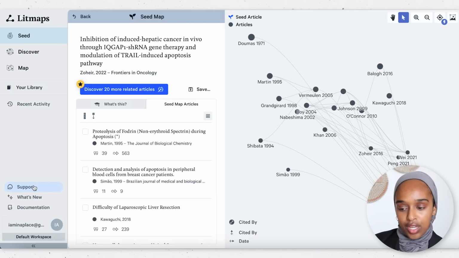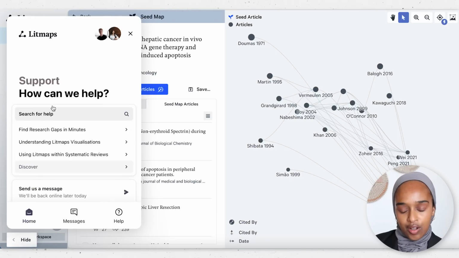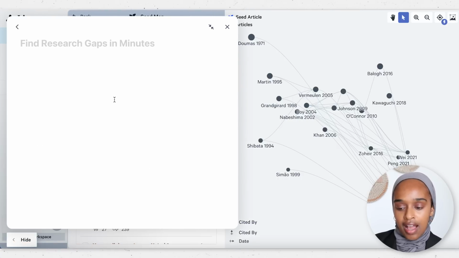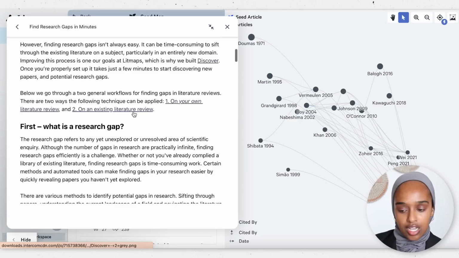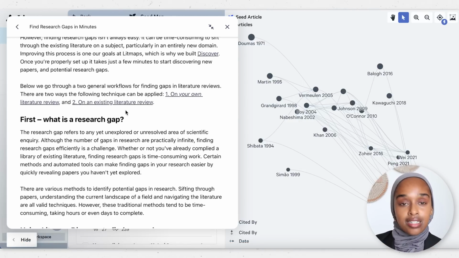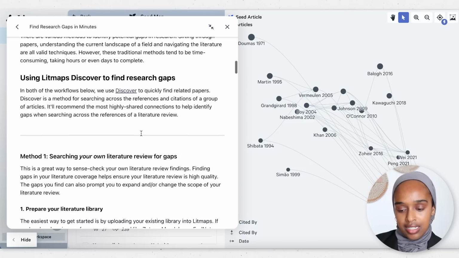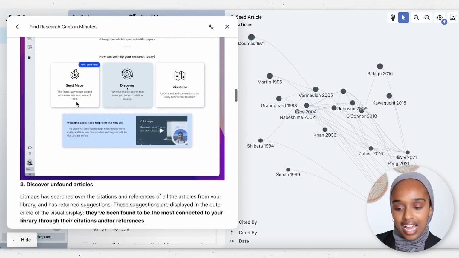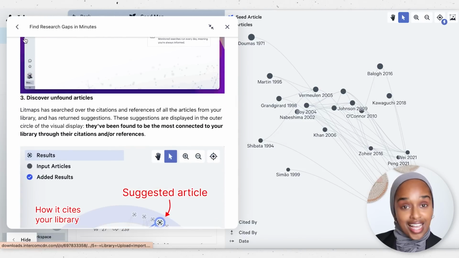But actually it's quite cool because it has this support section here on the left-hand side. These blog posts are really, really good actually. So, how to find research gaps in minutes, and they give you two ways to find a research gap: using your own literature review, and secondly, using an existing literature review. So this is really handy, and it tells you exactly how to do it. And it's actually really good.